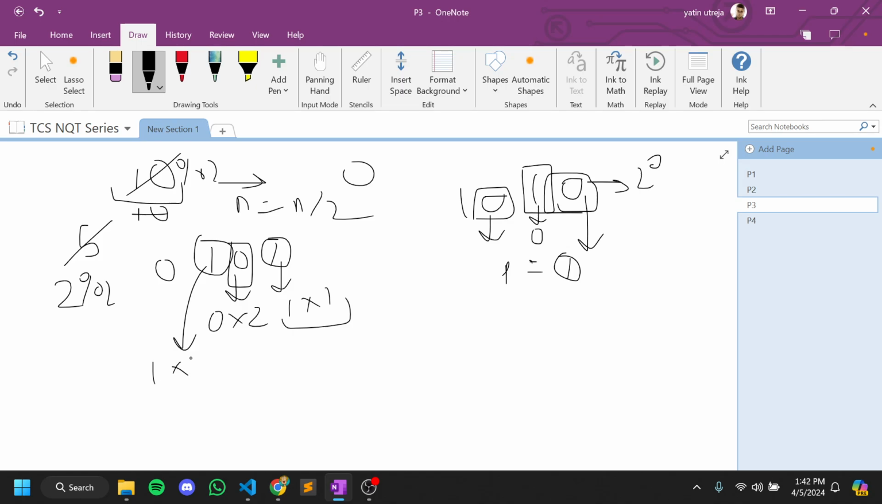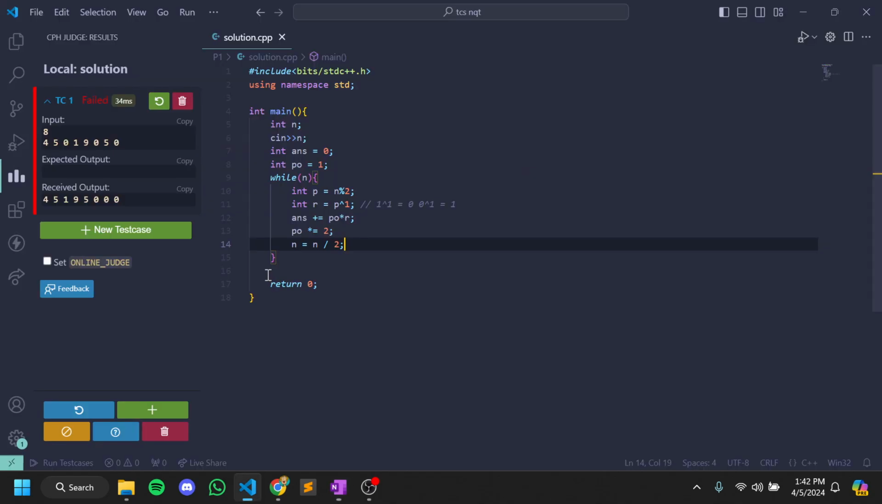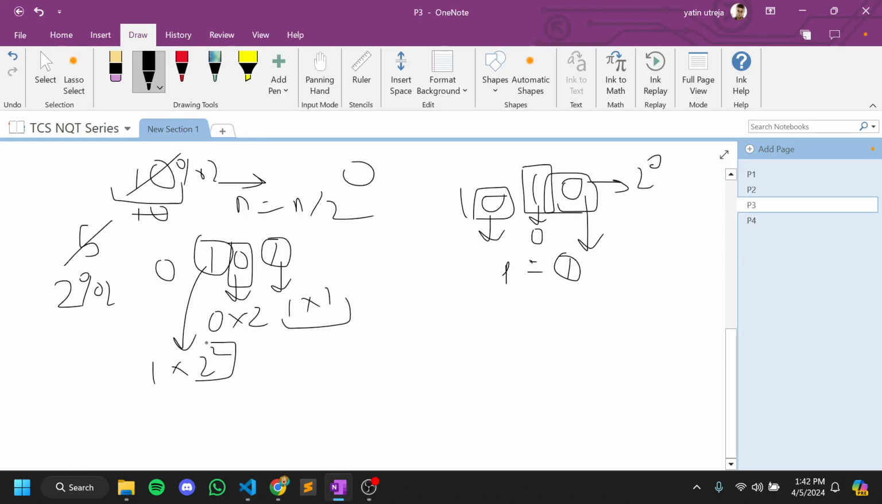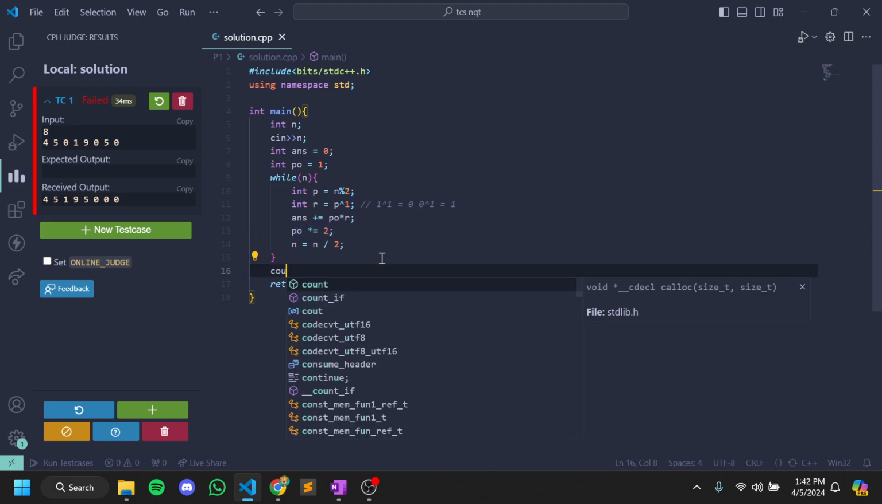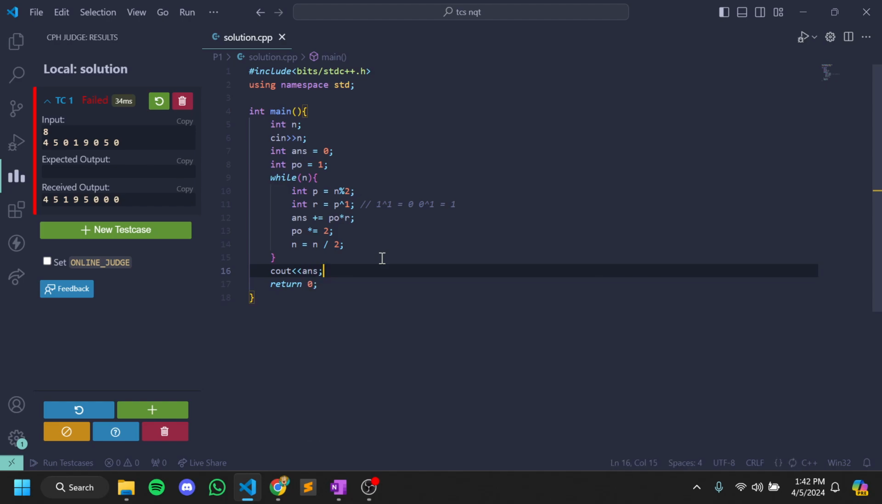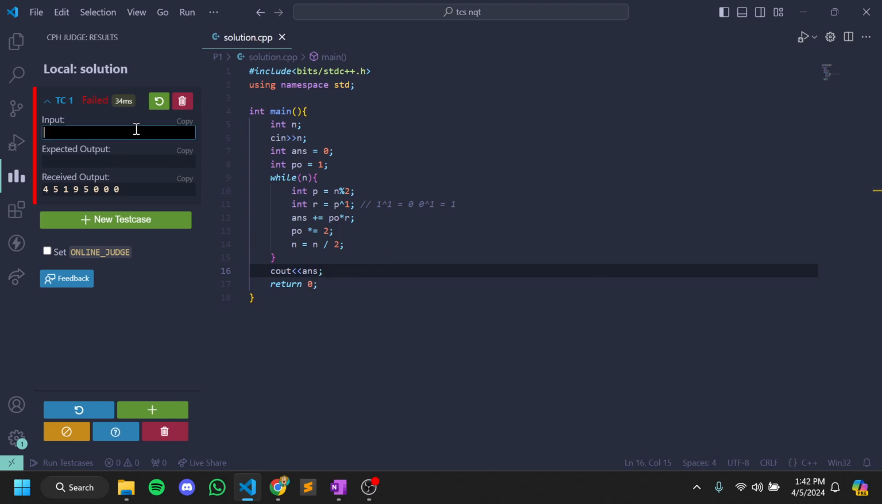And what we'll be doing is 1 into 2 to the power 2. And how are we getting this 2 to the power 2? In every loop we are multiplying po with 2. So initially it stays 1, after the first iteration it becomes 2, and then it becomes 4, 8, 16, and so on.